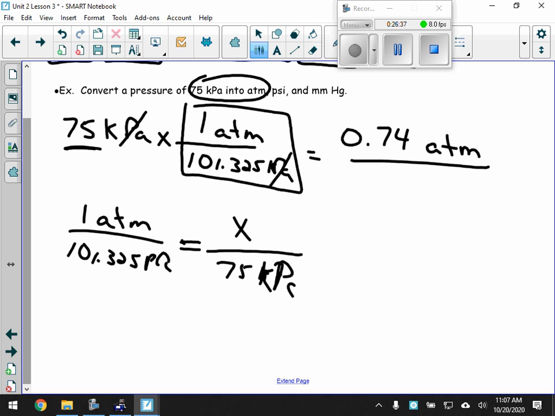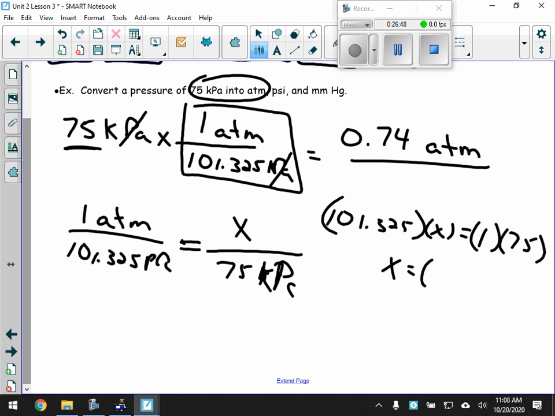All right? Cross multiply, we get what? 101.325 times x, which equals 1 times 75. And if I want to find x, I know what you're thinking, this is a lot of work to get the same answer as above. Well, I don't really care, as long as you get the right answer, okay? 75 divided by 101.325, and of course that works out to be 0.74. I didn't include units there. I'm kind of a bad person for not doing that. I should, okay? But 0.74 ATM is what you get by doing that, okay?